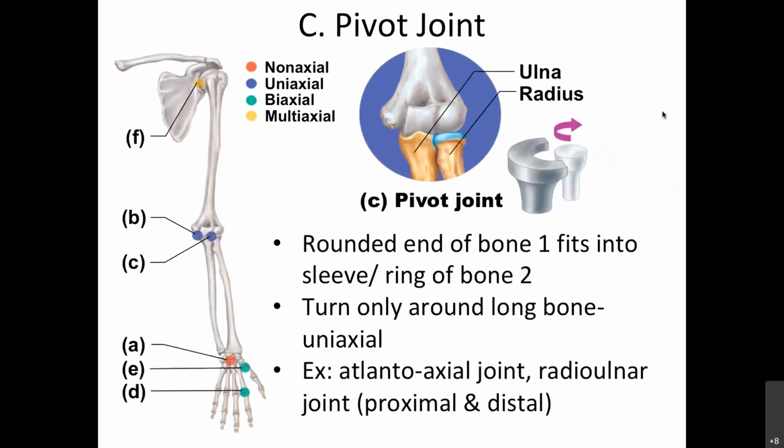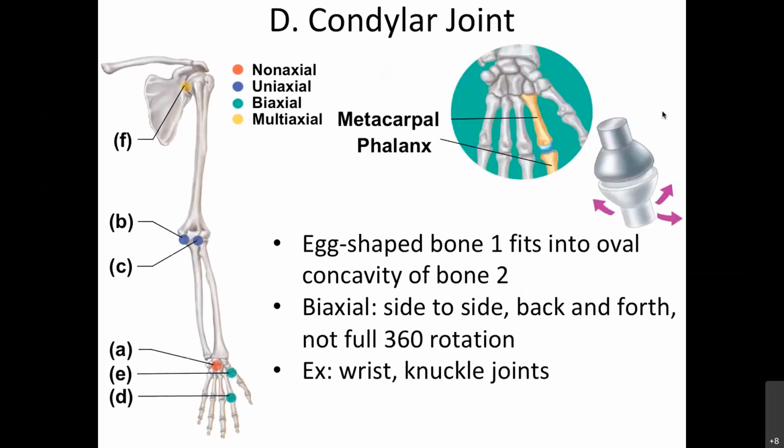Pivot joints, this is when they move over each other. The classical example here is your radial ulnar joint for that pronation supination movement, you need a pivot joint. Condylar joints, these are egg shapes. These allow for biaxial movement, so it's side to side and back and forth. You can't do a full 360. So these are our classic knuckle joints. You can't move your fingers in a full circle.